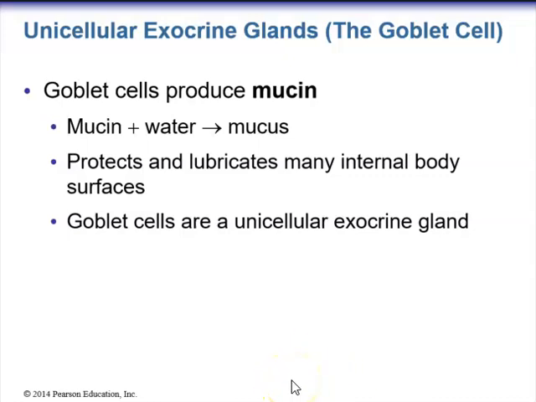Now, goblet cells are a unique unicellular exocrine gland. These cells produce mucin, and when combined with water, mucin plus water equals mucus, that very viscous type material that lines the epithelium. So mucin and mucus protect and lubricate many internal body surfaces. Goblet cells are unicellular, meaning they're one cell. So they're a unicellular exocrine gland.